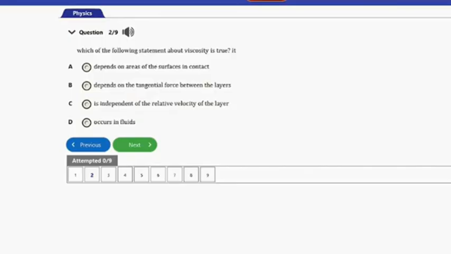That's question number 2. It says, which of the following statements about viscosity is true? A. Depends on the areas of the surface in contact. B. Depends on the tangential force between the layers. C. Is independent of the relative velocity of the layers. D. Occurs in fluids. So the answer to this question is option D, occurs in fluids. Let's consider the next question.